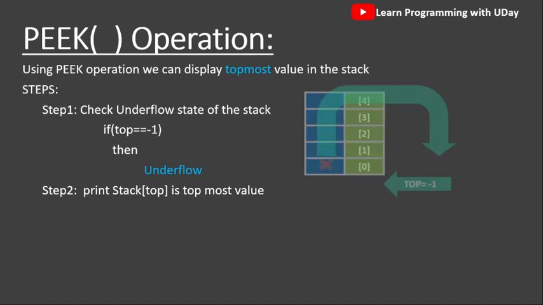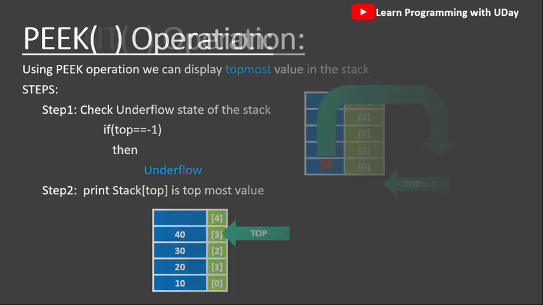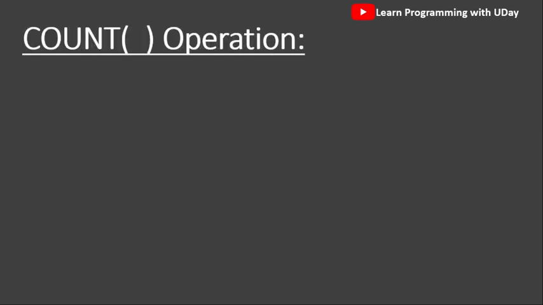Let us see this pictorially. Here I have considered an empty stack where we don't have any values. Now we simply display that the stack is in underflow state. Let us consider this state. Here you can see that we have 4 values in the stack and the topmost index is 3, and now all I do is display stack of top, which is stack of 3, which is 40. So using this operation, we will be able to display the topmost value of the stack.